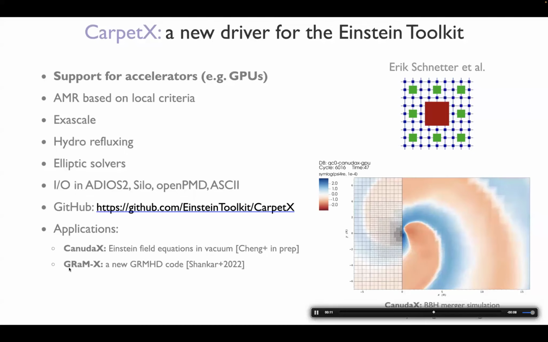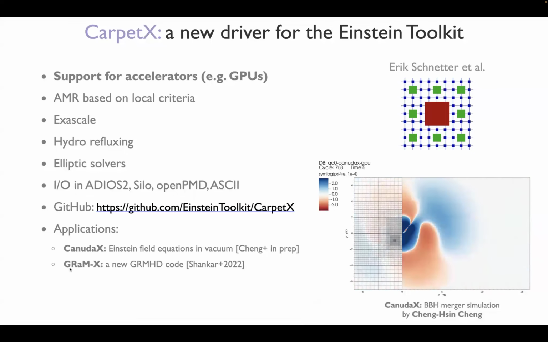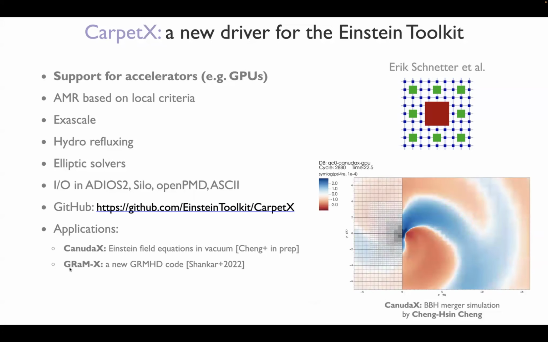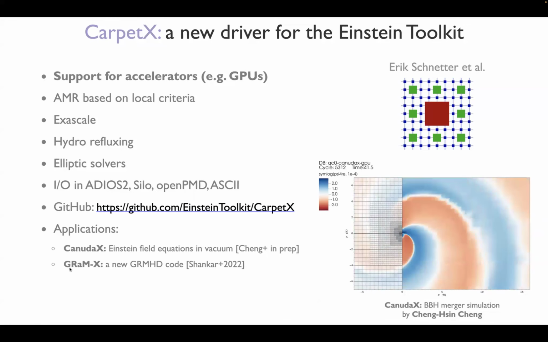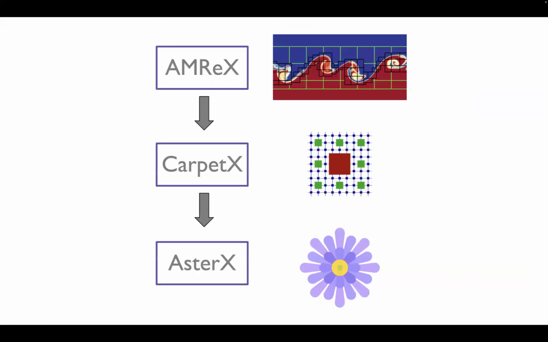Let me also mention that there is another GRMHD code called GRMX that has also been developed, and this has been led by Swapnil Shankar, Philip Mösta et al. And similarly, we have our new code called AsterX. Aster essentially means star in Greek, and in English, it is a genus for plants that have flowers which look like stars. So that's where the symbol comes from, and X stands for exascale.